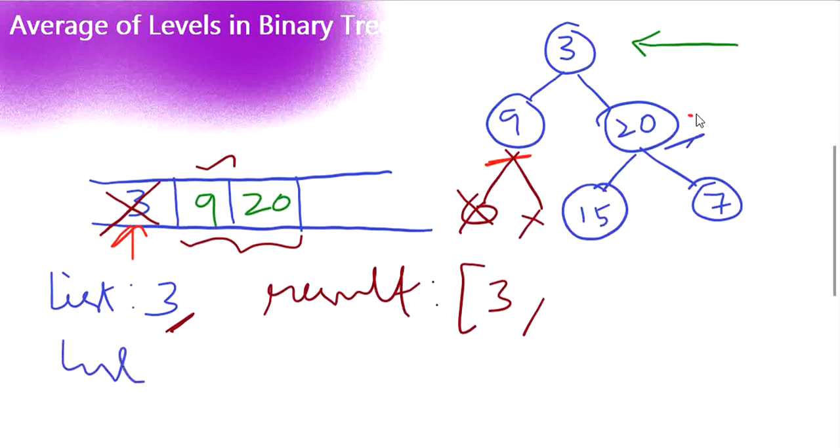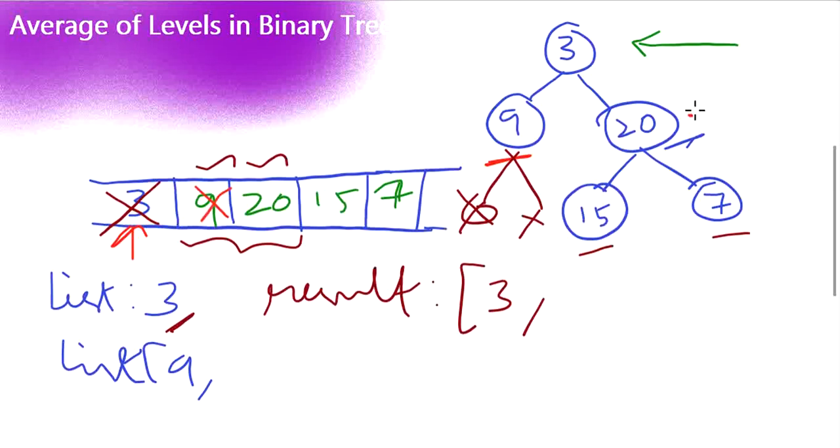Now our list has 9, and next we are going to check the next element, 20. So we are checking whether 20 has children or not. 20 has two children, 15 and 7. So it's time to add 15 and 7 to the queue, and remove 9 and 20.